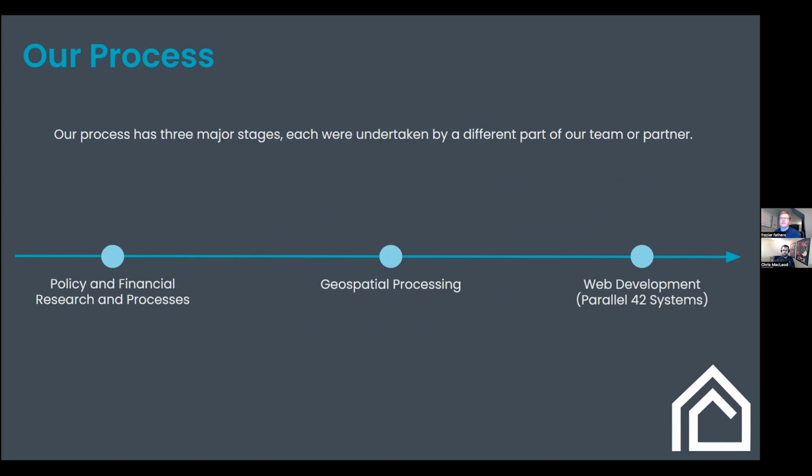So our process really had 3 major stages, and different groups on our team or in partnership with our team did each of those stages. First, there was policy and financial research, and I'm going to talk about that in a bit more detail. Then we had a geospatial processing portion of the tool, which Chris and Gordon are going to talk about. And finally, we had the web development piece, where we'll hand it back over to Doug to speak from a tech perspective about what it took to get the tool online and make it functional from the user experience that you see today. So that's what we're going to talk through today, that journey.